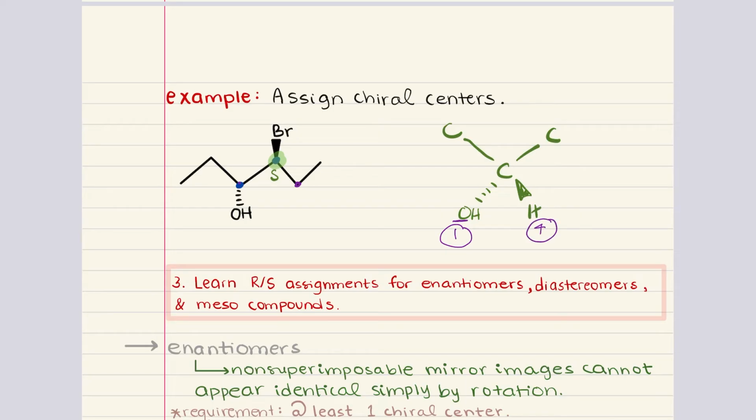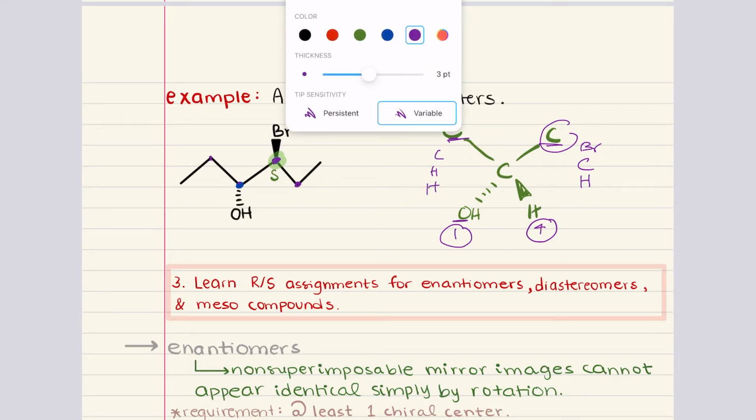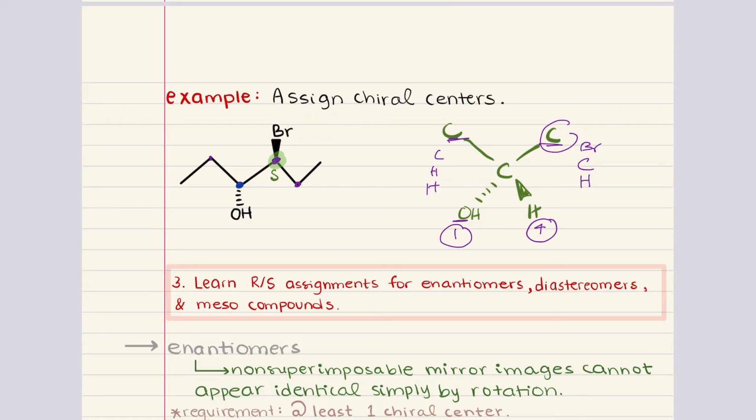Now, what about priority 2 and 3? Well, we have a tie here, but they're both carbons. So step 3 tells us to move outward one bond at a time until a difference is found. The carbon on the right side is bonded to a bromine, to another carbon, and to a hydrogen. The carbon on the left side is bonded to another carbon and 2 hydrogens. Here it becomes clear which group gets priority 2 and 3. This carbon on the right gets priority 2 because it has bromine, which has a higher atomic number than carbon. So this carbon is 2 and this carbon is 3.